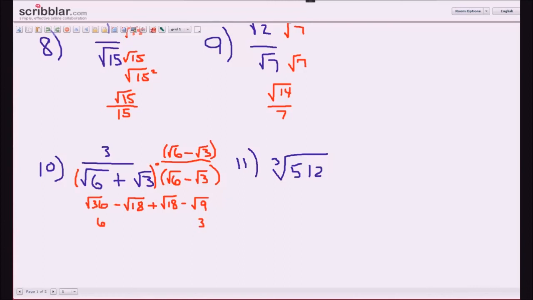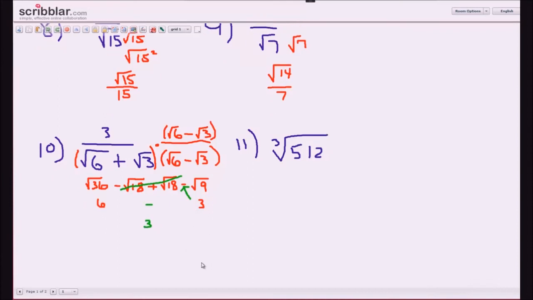Now, those two middle terms there cancel out. Negative root 18, positive root 18. So we're left with 6 minus 3. There's the minus number right there. So it's minus 3. 6 minus 3 is 3. So that's what the denominator ends up becoming, just 3.